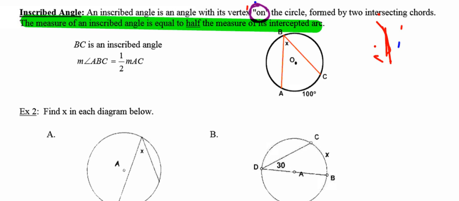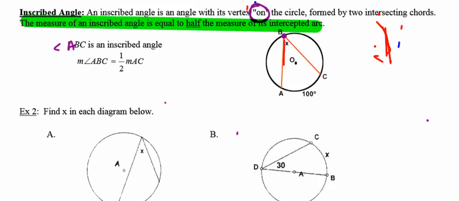To find the measure of an inscribed angle, we're going to take half the measure of the arc that it intersects. So if we take a look at the picture here, and this should say angle ABC is an inscribed angle. If we take a look at where the vertex is for that angle, the vertex is on the circle, and the sides of the angle are formed by chords AB and CD. Because the vertex is on the circle, the degree measure of that angle is going to be equal to 1/2 the degree measure of the arc that it intersects.